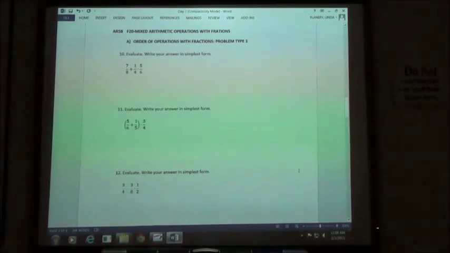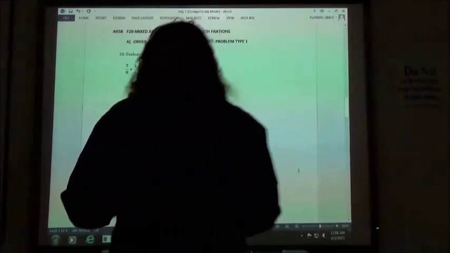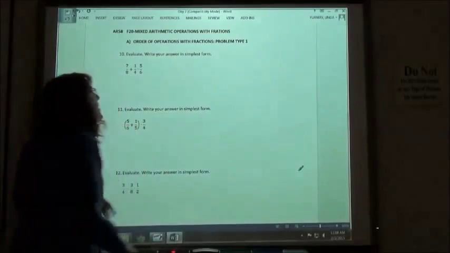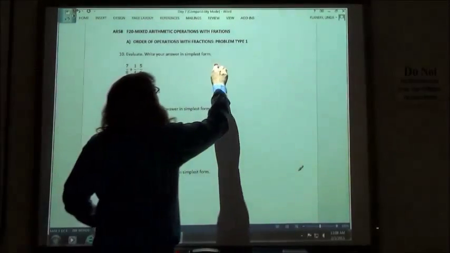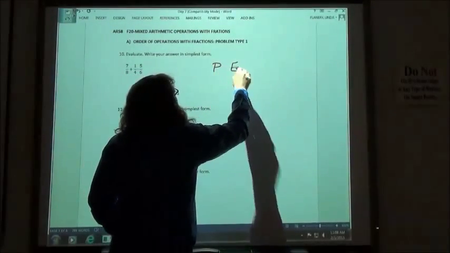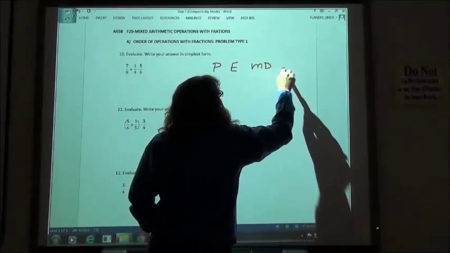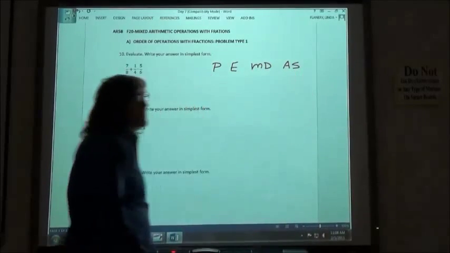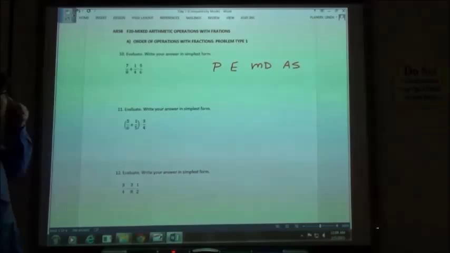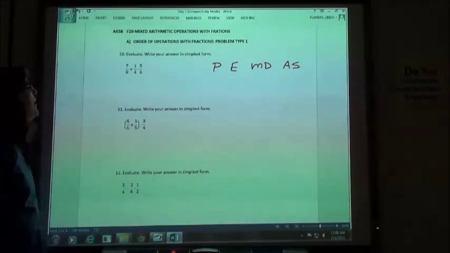10, 11, 12. I'm using my order of operations to simplify things with fractions. My order of operations is still the same: parentheses, exponents, multiplying and dividing from left to right, adding and subtracting from left to right. So in this case, I have to do my multiplying first.